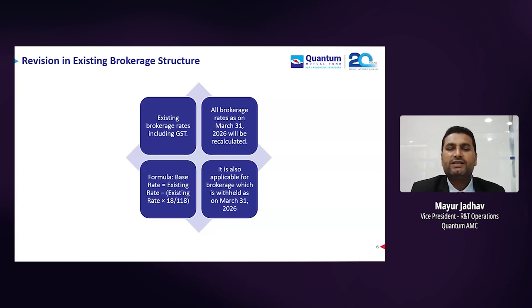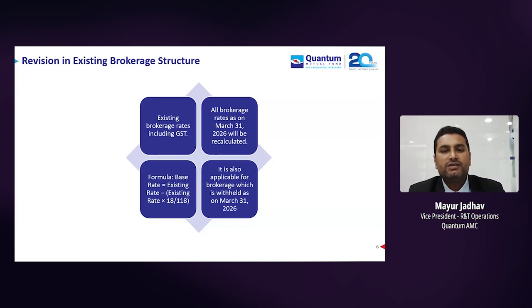So the existing assets which have already been acquired as on 31st of March, for all those assets till 31st of March, all the brokerage which has been paid or withheld will be inclusive of GST. But on the same assets, if we are paying a brokerage in the month of April, then that particular brokerage will get paid exclusive of GST.